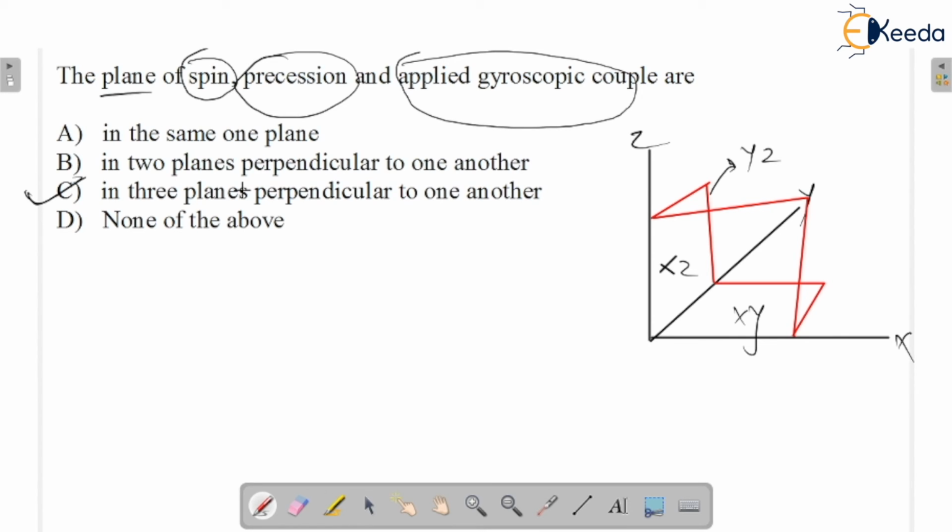When we completed the gyroscopic couple topic, we saw the axis of spin, plane of spin, axis of precession, plane of precession, axis of gyroscopic couple and plane of gyroscopic couple, all of which we considered in that topic. So you can refer to it and then you will be able to understand the answer to that question. In the gyroscopic couple topic, all the things are mentioned.